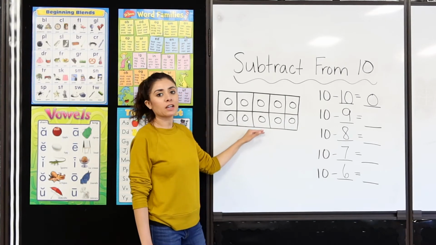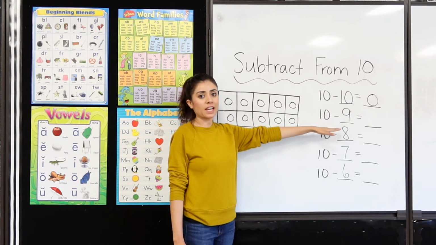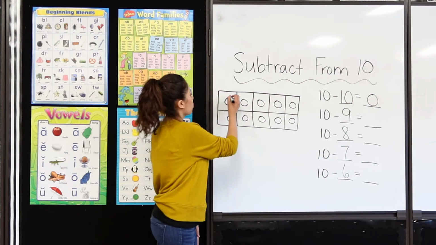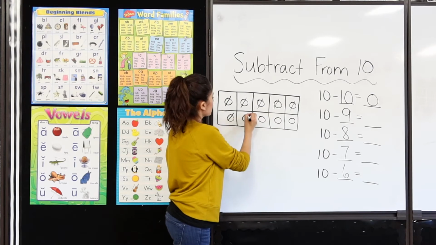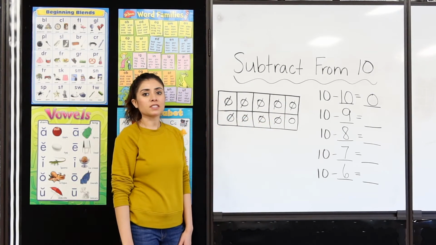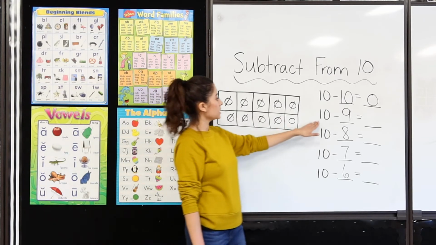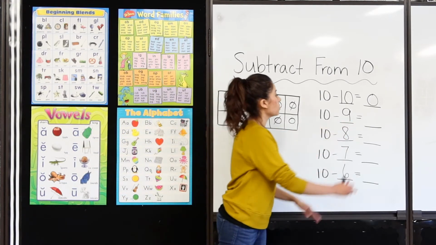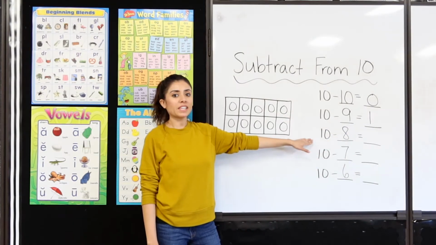I have 10 counters in my tens frame, and I'm going to go ahead and cross off the 9 that I am subtracting. 1, 2, 3, 4, 5, 6, 7, 8, 9. How many counters do I have left in my tens frame? 1. Very good. 10 minus 9 equals 1. Very good. 10 minus 8.